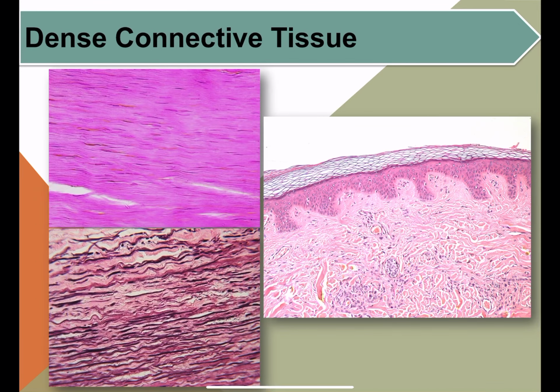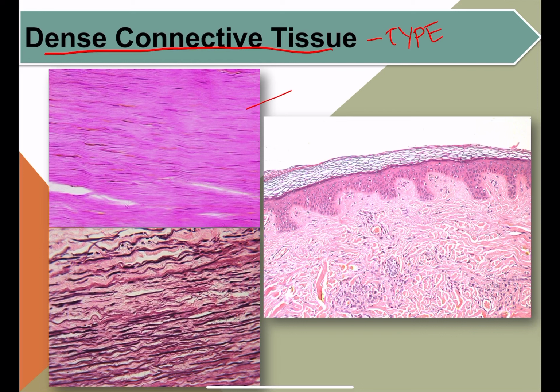Okay, again, time for tissue identification. The type of tissue is dense connective tissue type. So that's this type of tissue. And the specific kind of tissue represented by these three pictures is, what is this?